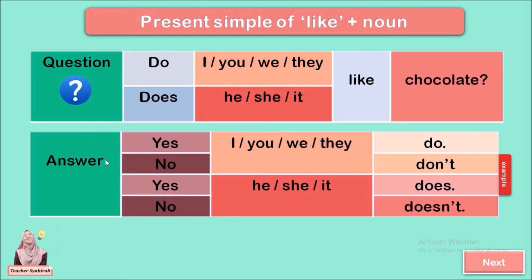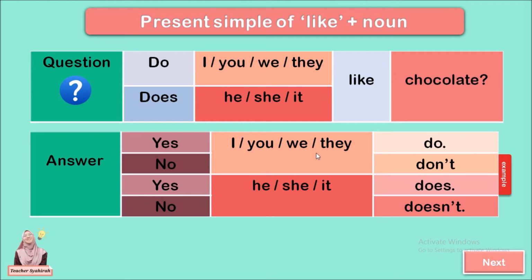Now the answer. Okay, now you answer this question. Do I like chocolate? Do you like chocolate? Now, if you want to answer yes, you answer like this. Yes, I do. Or yes, you do. Yes, we do. Or yes, they do.